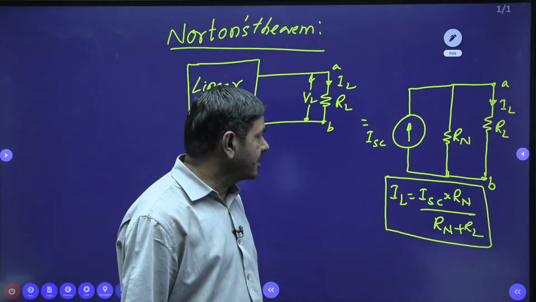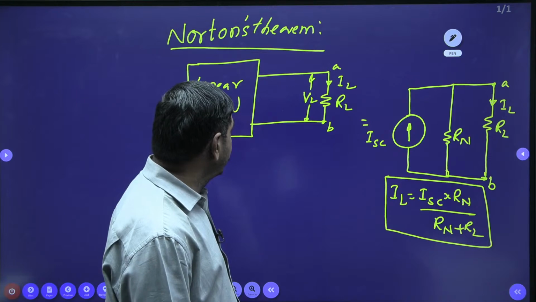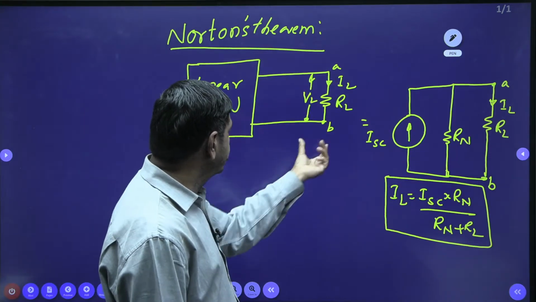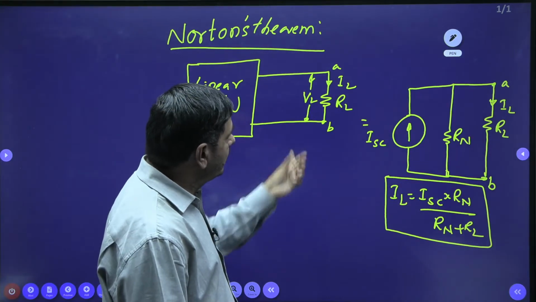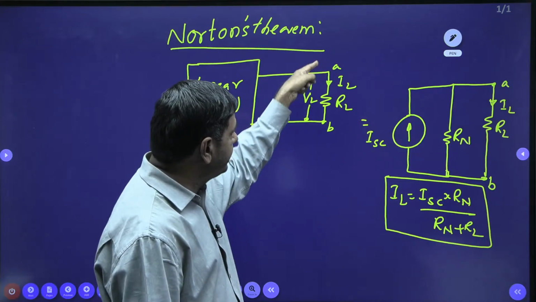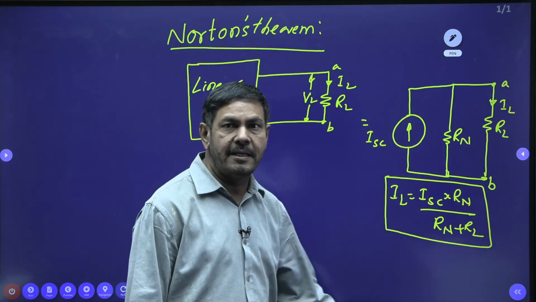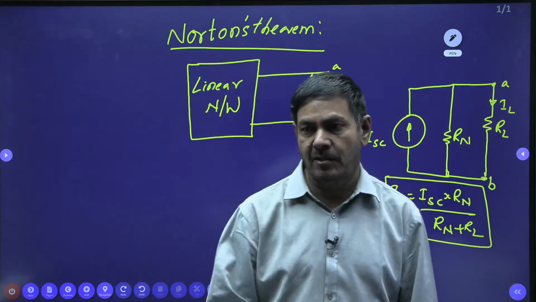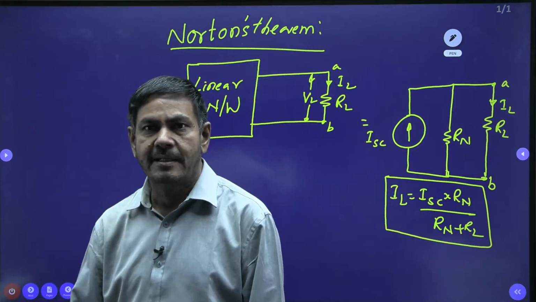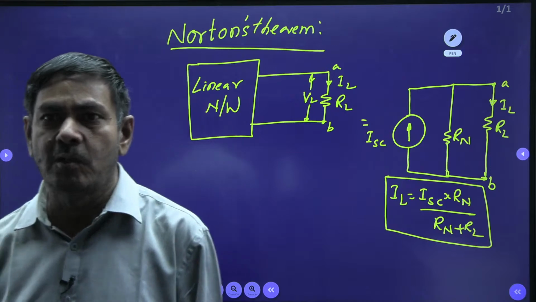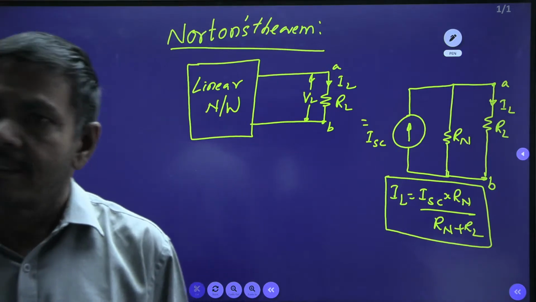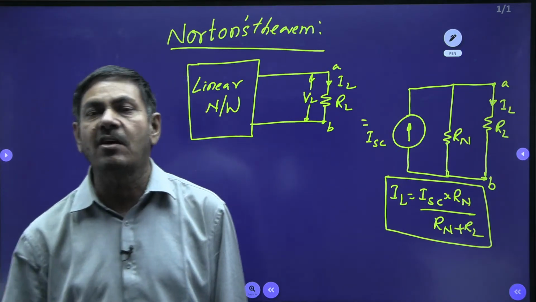What about the short circuit current? Short circuit current means this is the given network. In the given network, the load is to be removed and A and B must be shorted directly. Load is to be removed and shorted, and measure the short circuit current. Yes, correct, exactly. Load is to be removed and shorted only now.